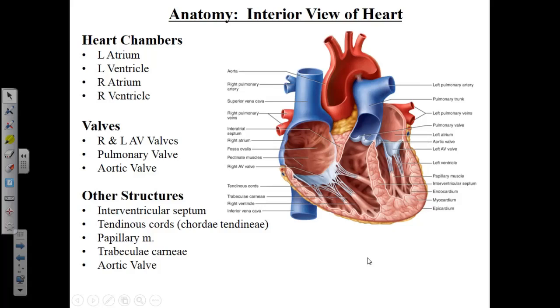Separating the two ventricles is the septum here. All right, that's the interventricular septum. And then there are the trabeculae carneae, okay, the ridges here in the ventricles. And it's thought to help with, if you squeeze the ventricles together, the walls don't stick together.